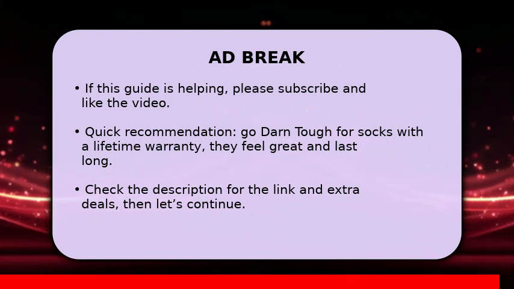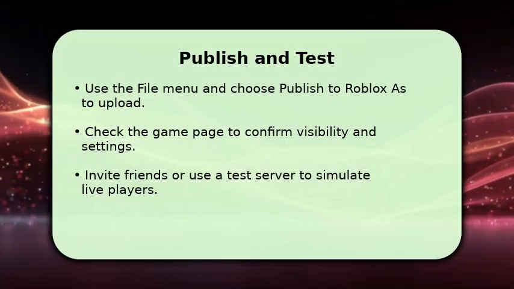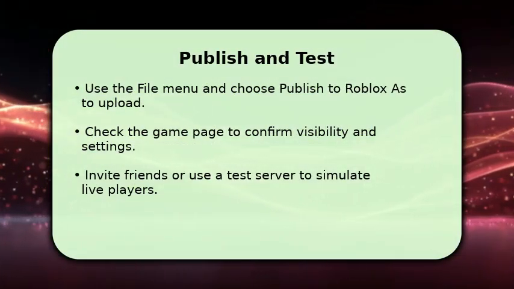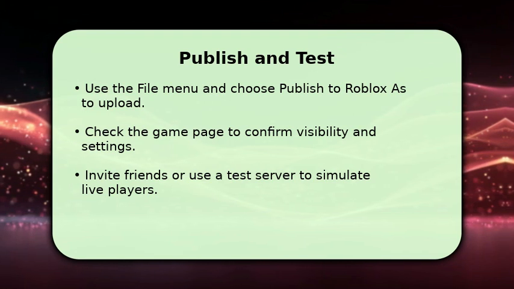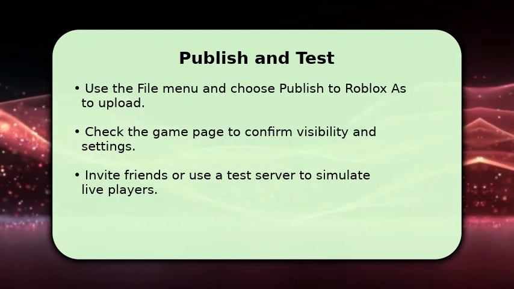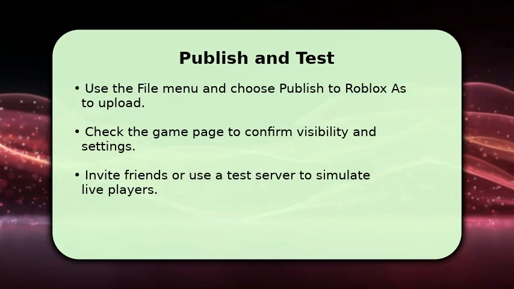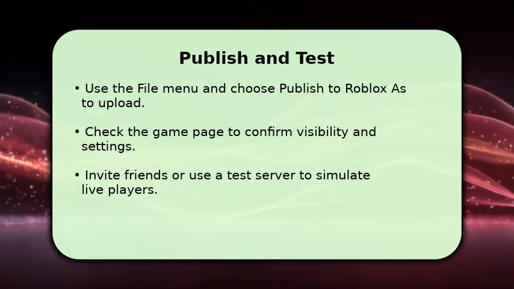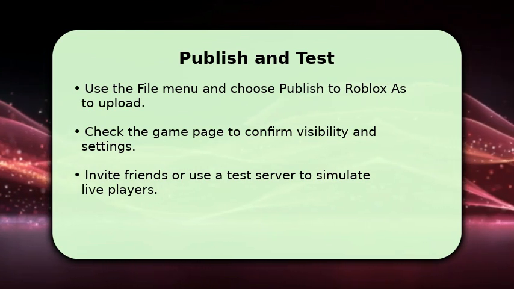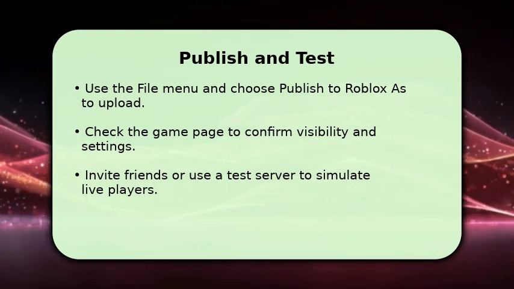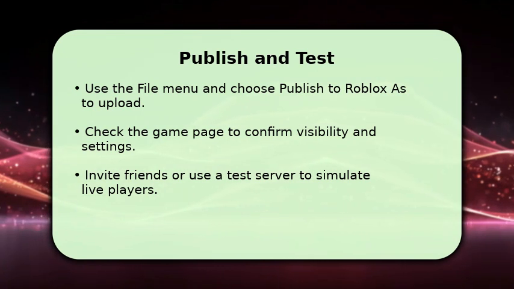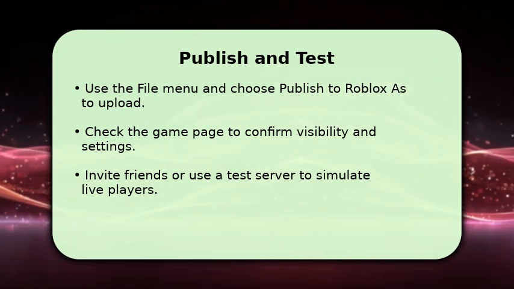Publishing is simple, but testing is essential to ensure a smooth player experience. From the File menu, pick Publish to Roblox and fill out game details like description and genre, and choose appropriate thumbnails and icons. After publishing, open the game page to confirm it is listed as public, then join with a test account or friends to check for bugs, latency, and spawn behavior.